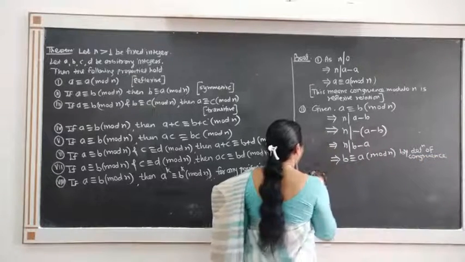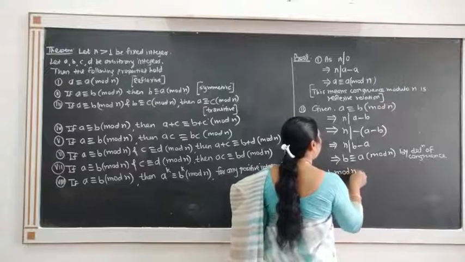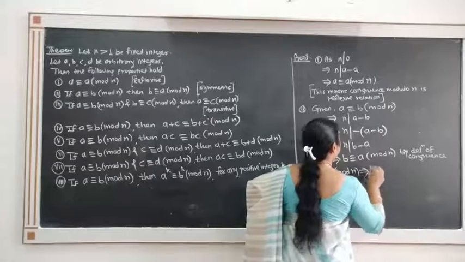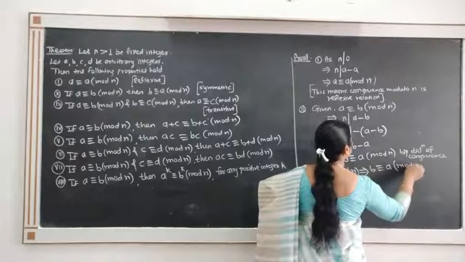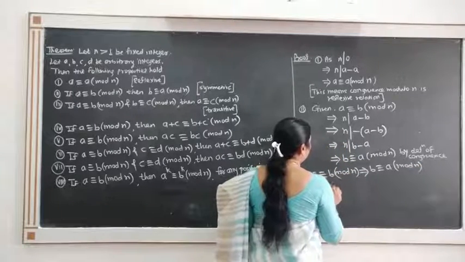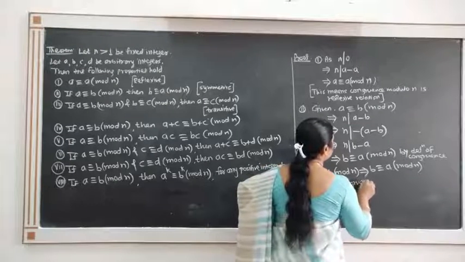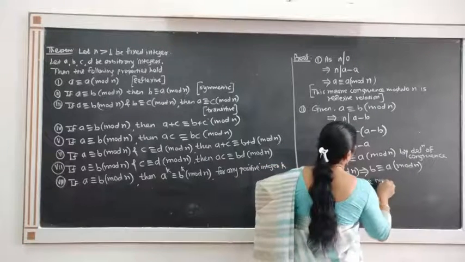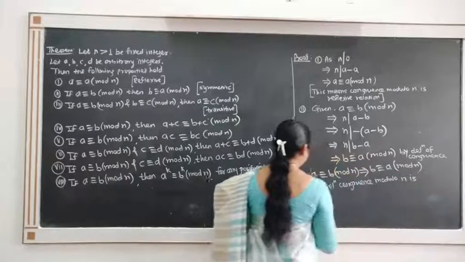Therefore, a is congruent to b mod n implies that b is also congruent to a mod n. This means that the relation of congruence modulo n is a symmetric relation.